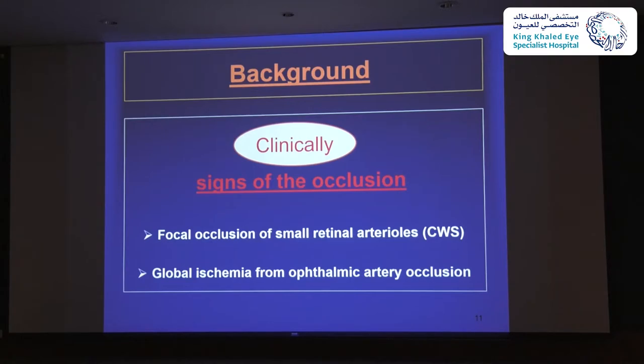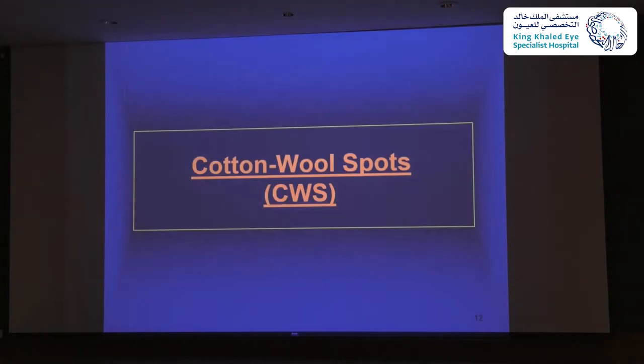So, signs of the occlusion: usually it could be focal occlusion of small retinal arterioles, like a cotton wool spot. So this is the most important sign for capillary occlusion. We have global ischemia from ophthalmic arterial occlusion, and that could end with loss of light perception, and then we have whitening of the retina. Why? Because all the flow is closed here from the ophthalmic artery.